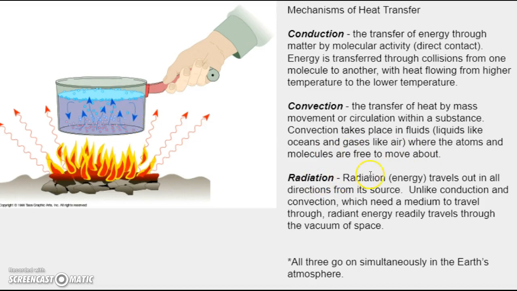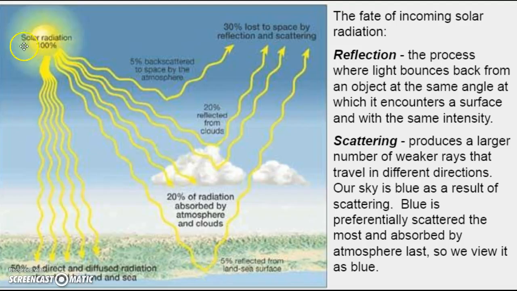And lastly, radiation. Radiation, or energy, travels out in all directions from its source. Unlike conduction and convection, which need a medium to travel through, radiant energy readily travels through the vacuum of space. All three of these mechanisms of heat transfer take place simultaneously within our atmosphere. So now we have to start paying attention to the sun and what it is doing in our atmosphere. I call it the fate of incoming solar radiation.